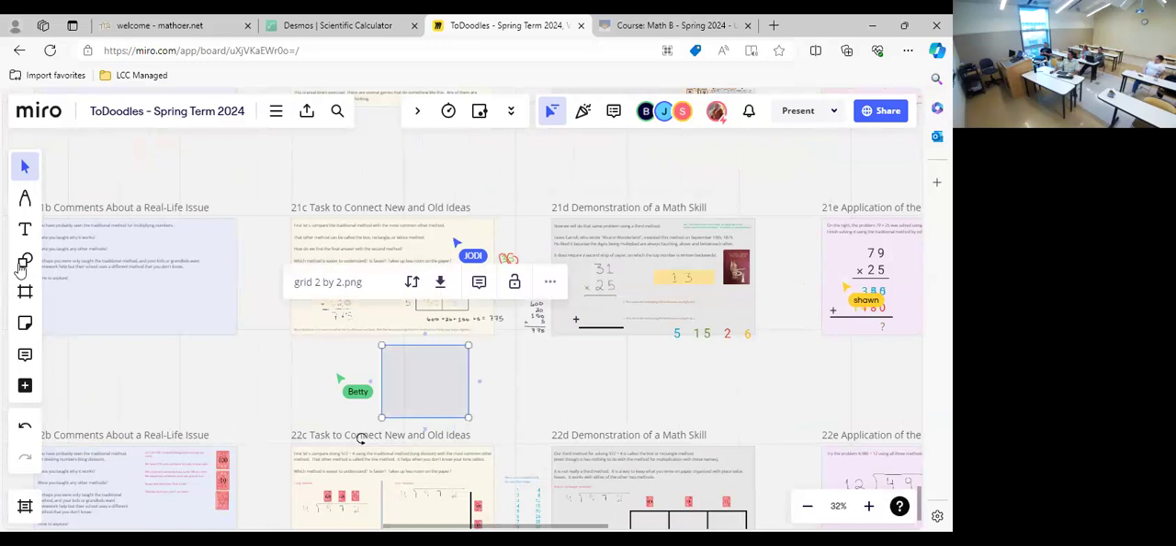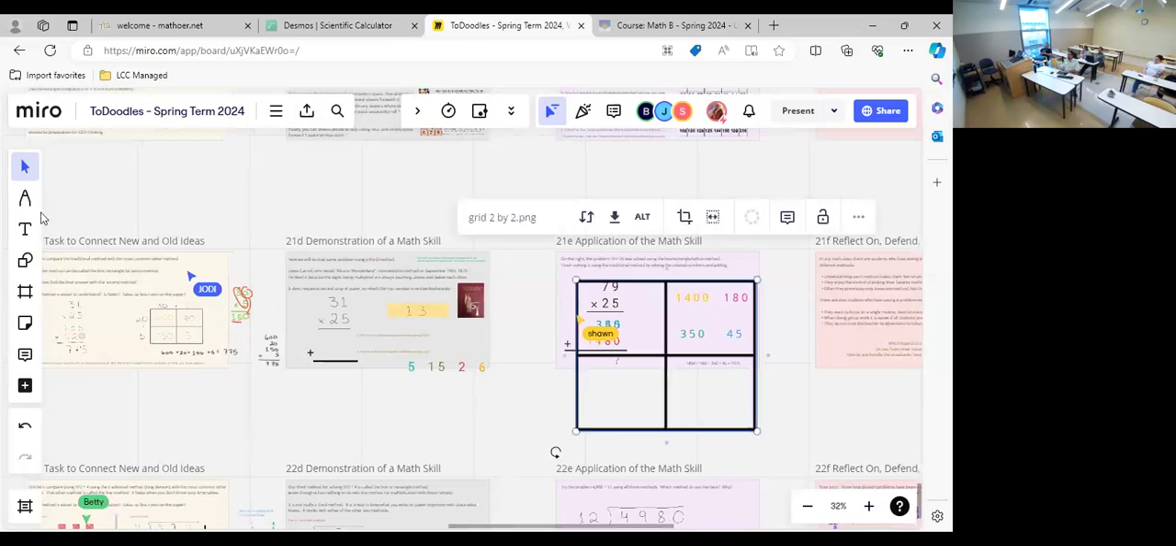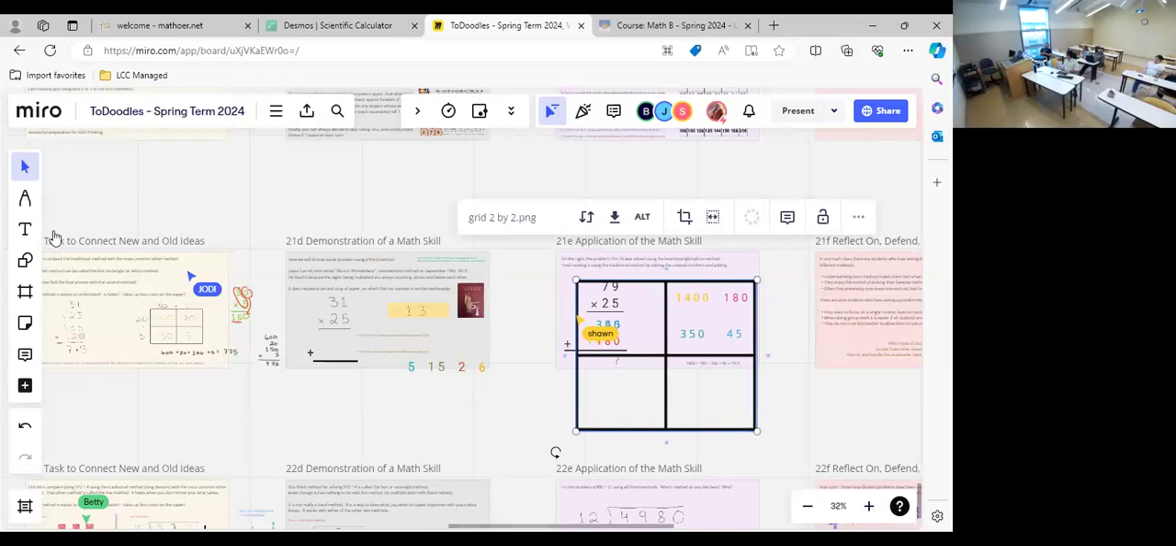100. 100 is not a two-digit number. Oh, yeah, that's correct. Sorry. That's still three digits. How about 1,000? That's four digits. How about 1,000,000?